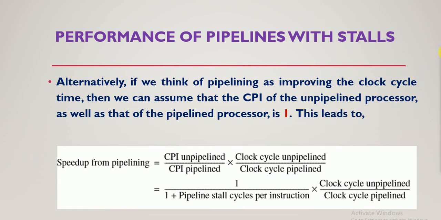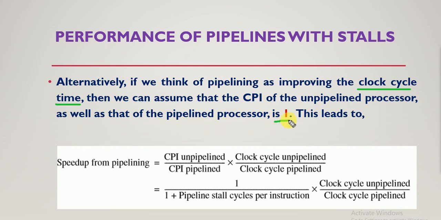Alternatively, if you think of pipelining as improving the clock cycle time, that means parallelism is being implemented by reducing the clock cycle time required for the completion of the task. Then we can assume that the cycles per instruction of the unpipelined processor as well as that of the pipelined processor is 1.